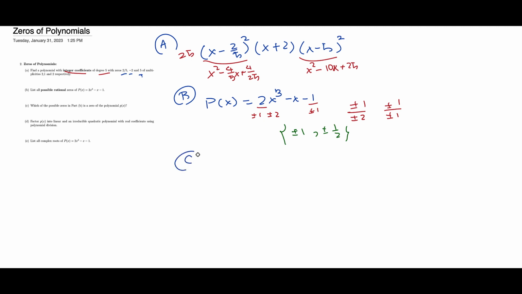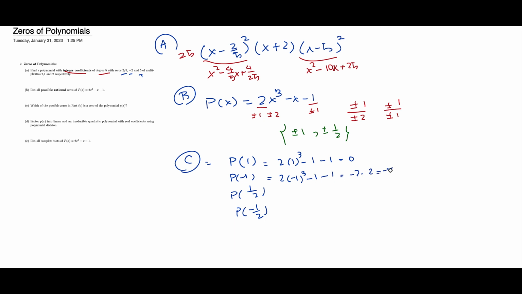Then part C is asking you to find the zero that actually works. To do that, I'm going to plug in P of 1, P of 2, P of -1, P of 1/2, P of -1/2. P of 1, if I plug in, I get 2 times 1 to the power 3, minus 1, minus 1, and this is going to be 0. If I plug in -1, I get -2 minus 2 equal to -4.